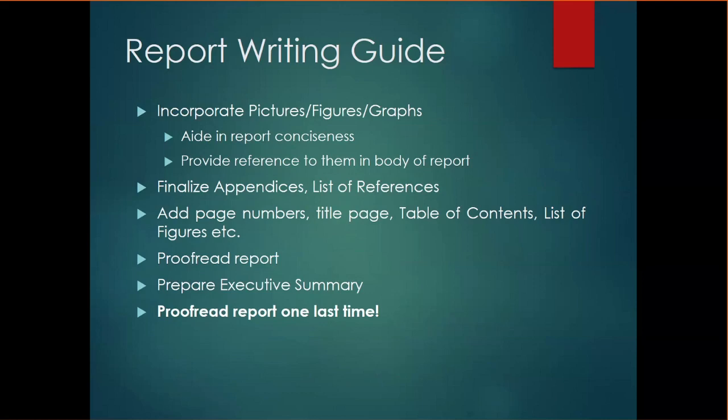After that, you can finalize your appendices and your list of references. Add your page numbers, your title page, your table of contents, and your list of figures. After all of that has been compiled, proofread your report again. Each member of your group should proofread your report. And after that, you can prepare your executive summary. And then once everything's been compiled, proofread your report one last time.